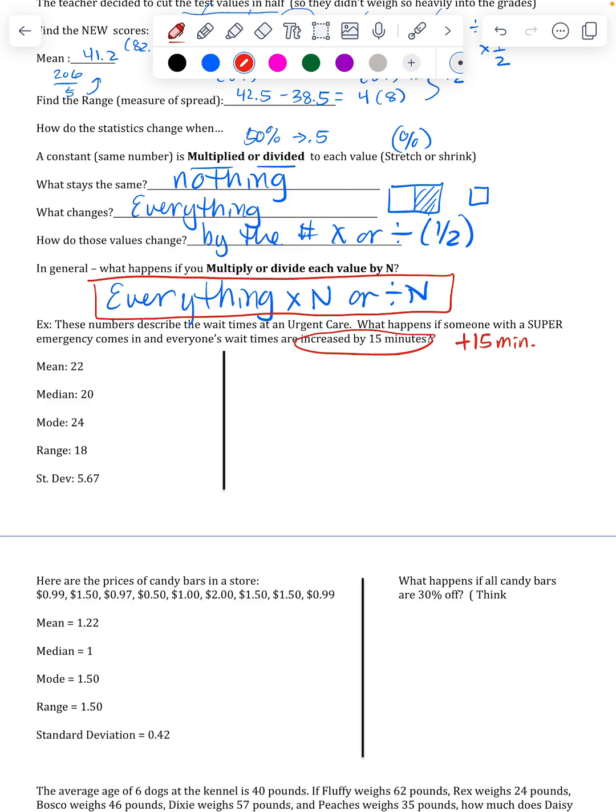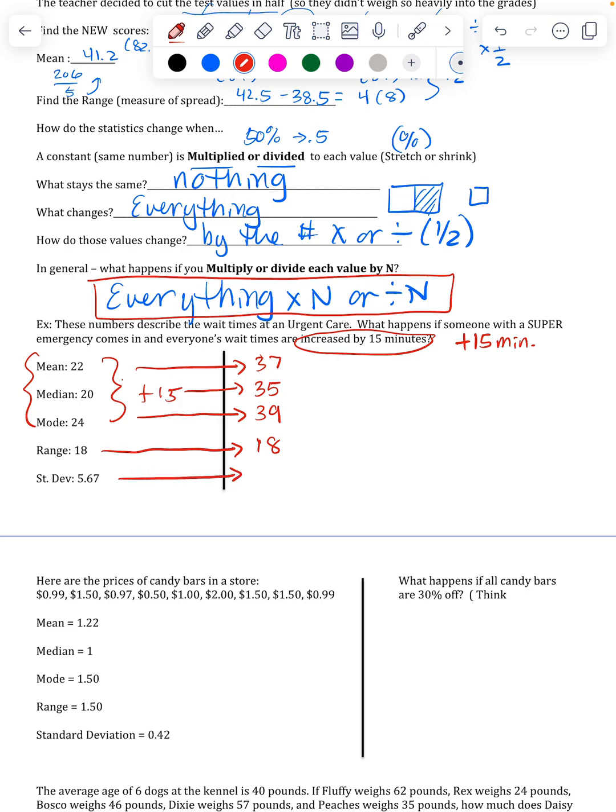Adding changes measures of center, but not the range or standard deviation. So for these three, I would add 15. My new mean will be 15 higher. Now you'll wait 37 minutes. My new median is 15 higher than that, so 20 plus 15. Here, my new mode is going to be 24 plus 15, so 39. But from highest to lowest, the wait time still remains 18.